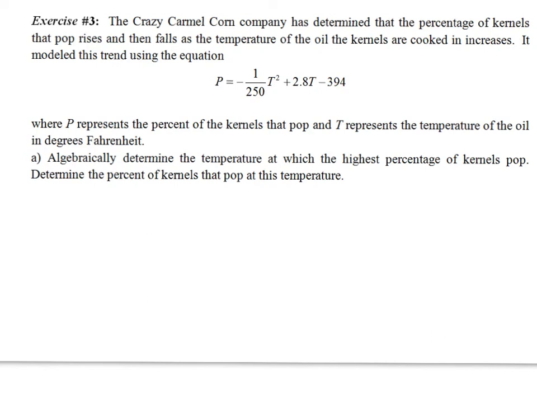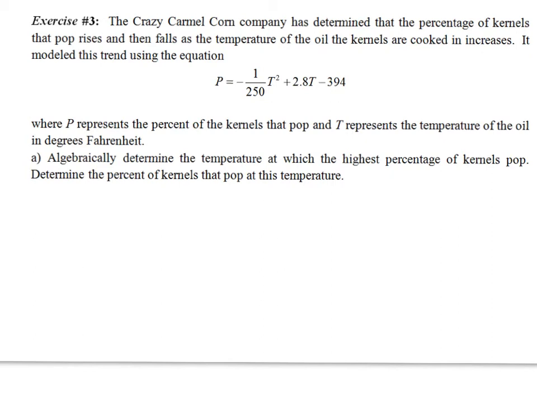For exercise number 3, we're talking about the Crazy Caramel Corn Company. And they have figured out that the percentage of kernels, so they're making like popcorn, that pop rises and then falls as the temperature of the oil the kernels are cooked in increases. So our variables are going to be T for temperature, that's going to be my independent variable, and P for the percent of kernels that pop. Now obviously if the company wants to make the most money, they want as close to 100% of their kernels to pop as possible.